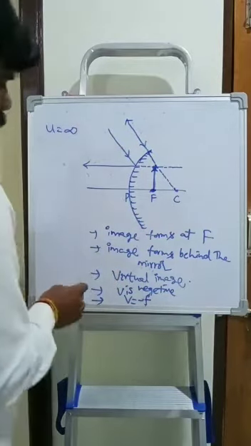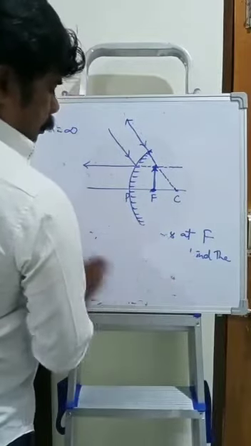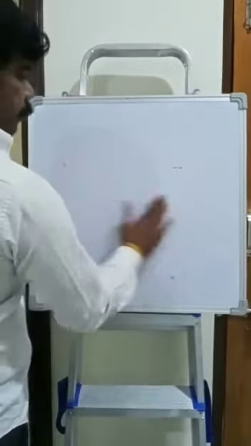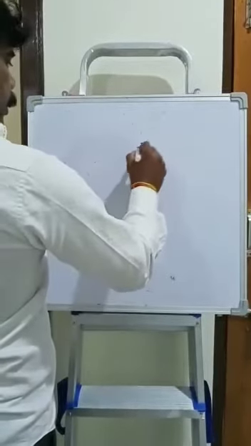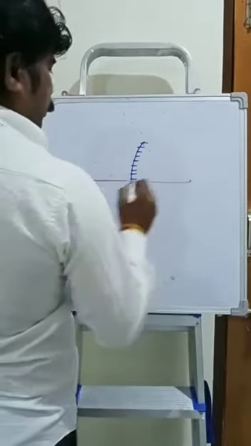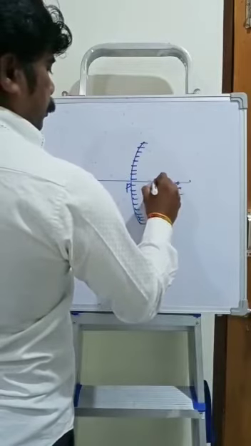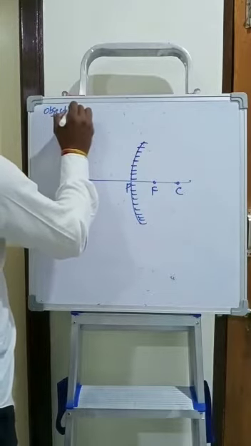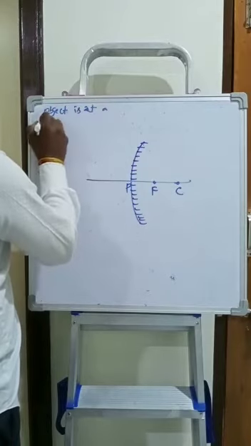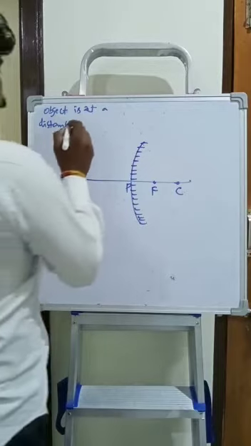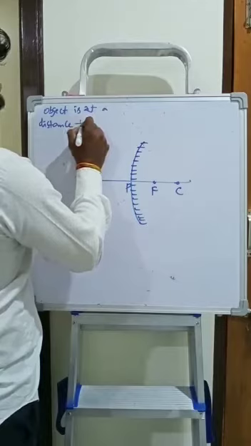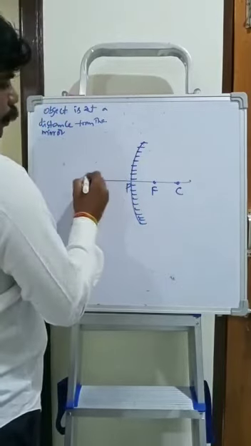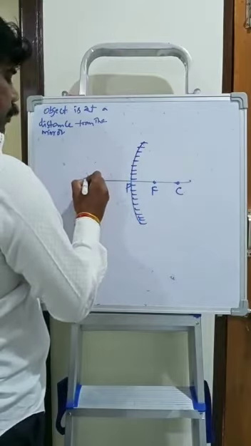Now let us see the second situation. If it is a convex mirror, and the object is at a fixed distance from the mirror, I am taking it some distance far away in front of the mirror.